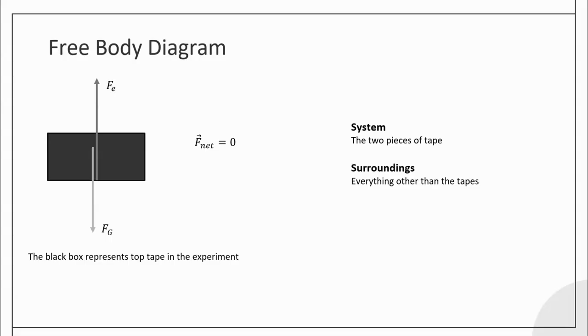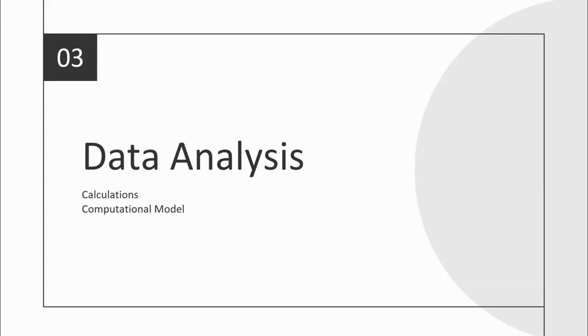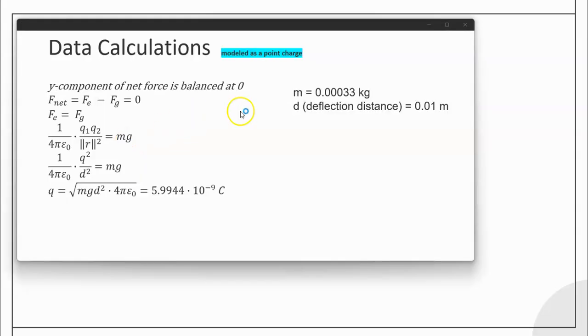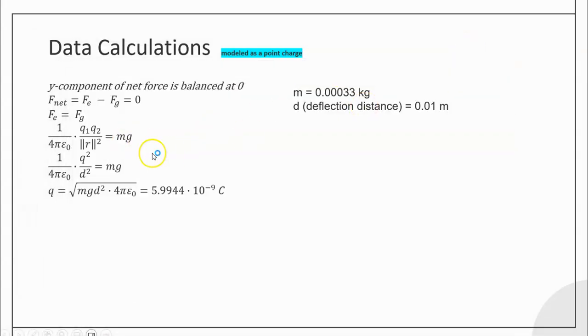And since it does not accelerate, we had F net equals 0, with the system being the two pieces of tape and the surroundings being everything else. Onto the data analysis. So within this experiment, the y component of net force was balanced at 0 because there was no movement in that direction, and we know the two forces in that direction were the electric force going upwards and the gravitational force going down. So we just set up an equilibrium statement like this and plugged in the formulas using Coulomb's law and the law of gravitation.